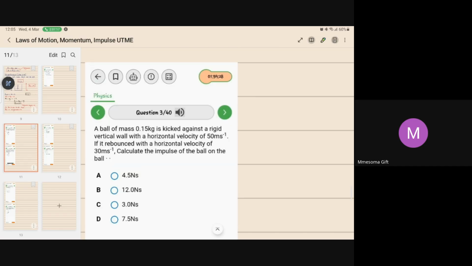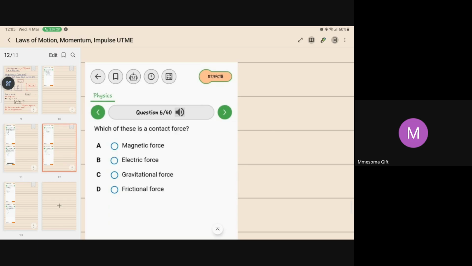So now the next one: a ball of mass is kicked against a rigid vertical wall with horizontal velocity. You can find the impulse on the ball. Don't worry, next class I'm going to handle that very one. Which of these is a contact force? Titi, I want Titilola to answer this one. Which of these is a contact force? Nobody else should answer. It is Titilola I want to answer. Which of these is a contact force?